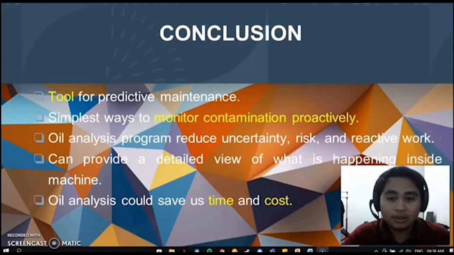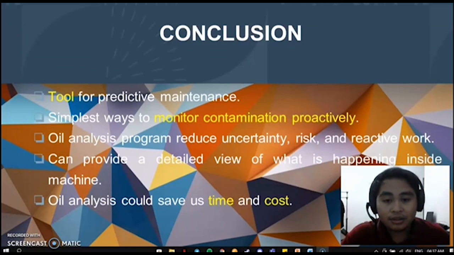For the conclusion, at the end of this study, we understand the use of oil analysis in predictive maintenance. It is used as a tool for predictive maintenance. Oil analysis is one of the simplest ways to monitor contamination proactively. When implemented effectively, an oil analysis program reduces uncertainty, risk, and reactive work for a maintenance department.